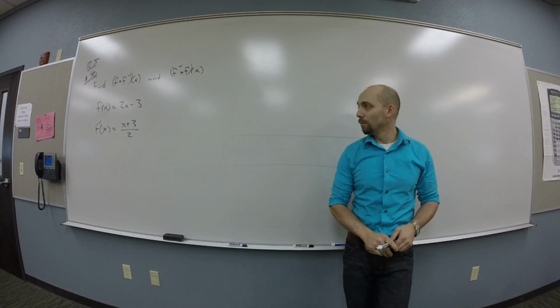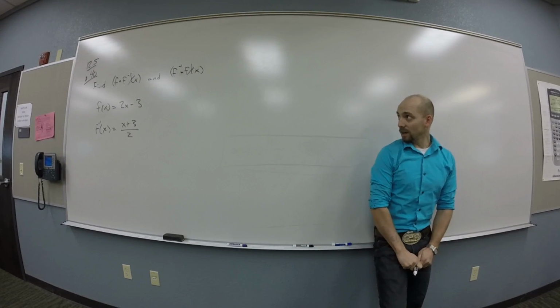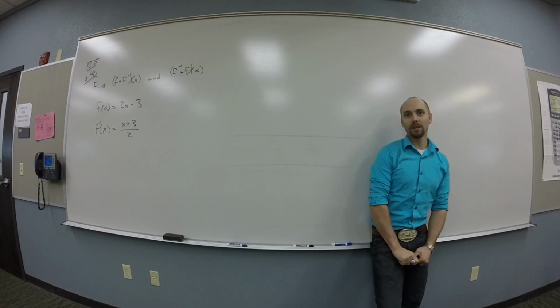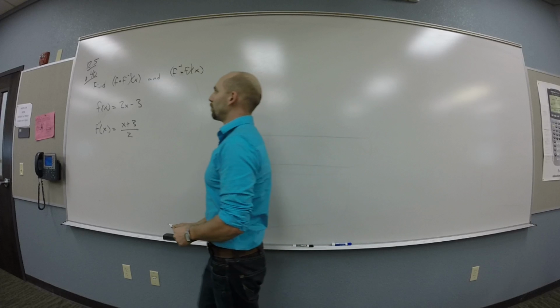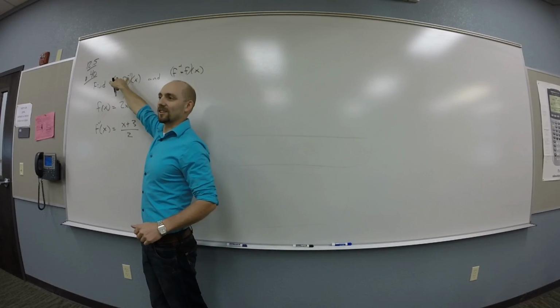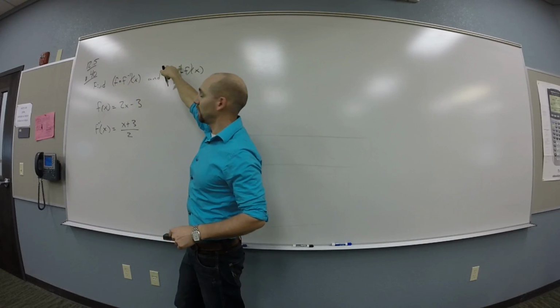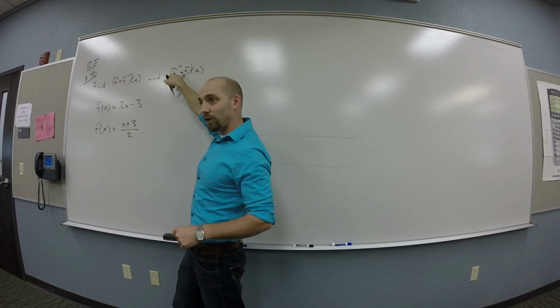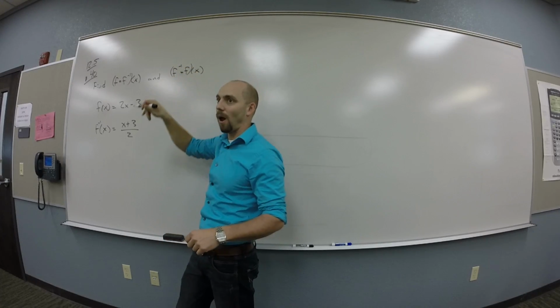Let's do number 40 in 12.5, which says find f of f inverse of x, and f inverse of f of x. How do you read those? F composed with f inverse, and f inverse composed with f of x.